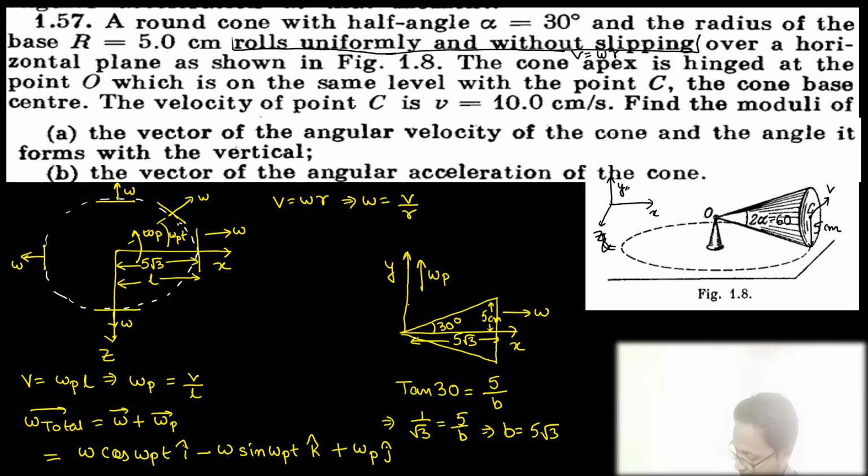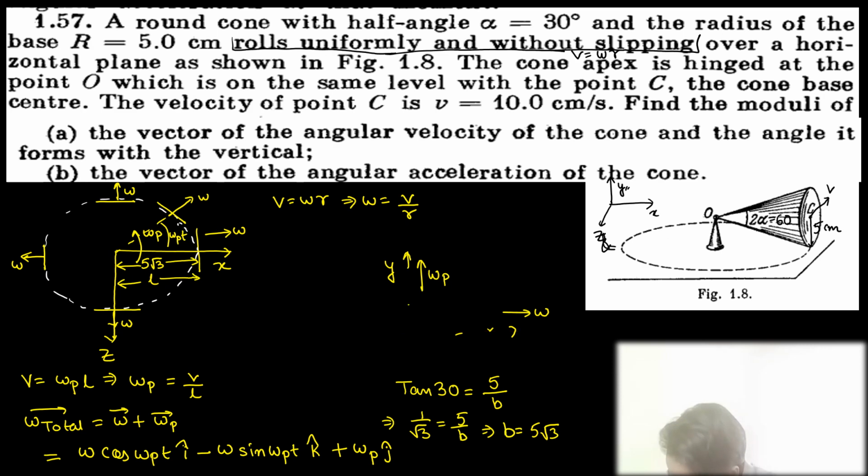And what's the direction? Let me draw the diagram more neatly. Let me erase the cone. The resultant velocity of omega p and omega would be along this direction. It would be along this direction, omega plus omega p.